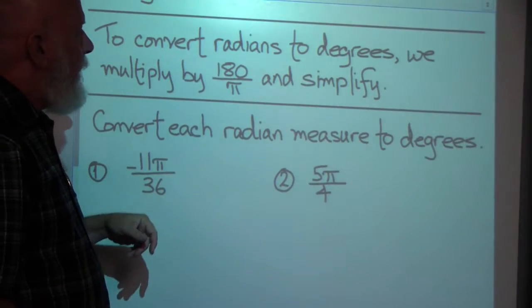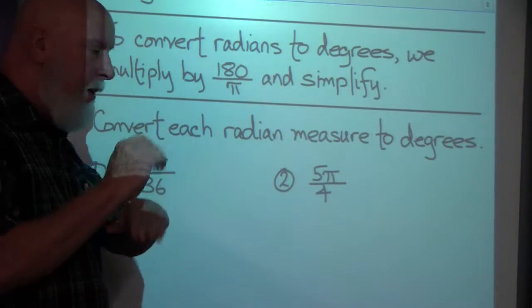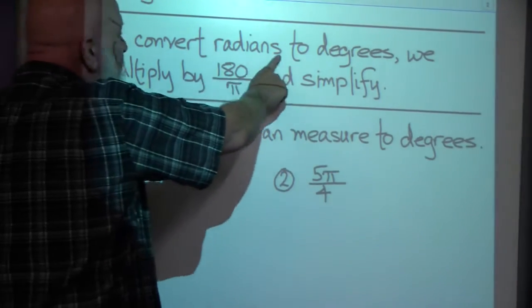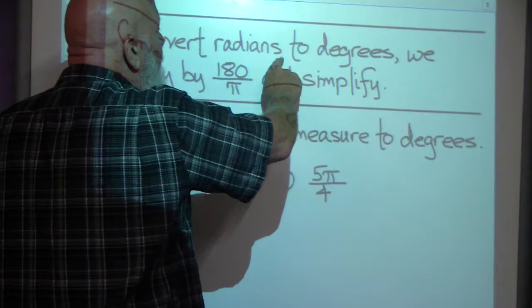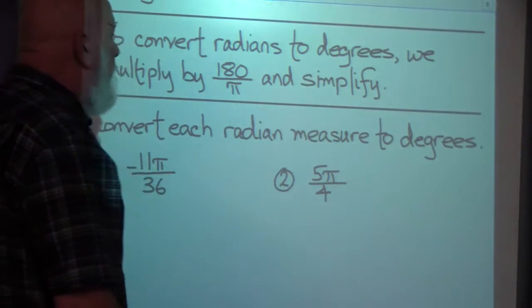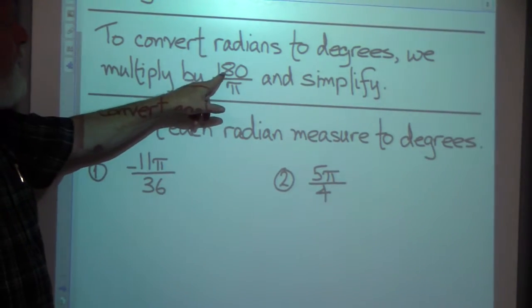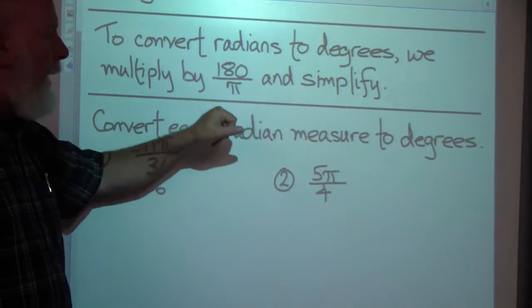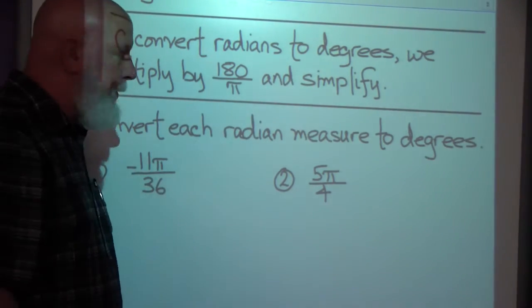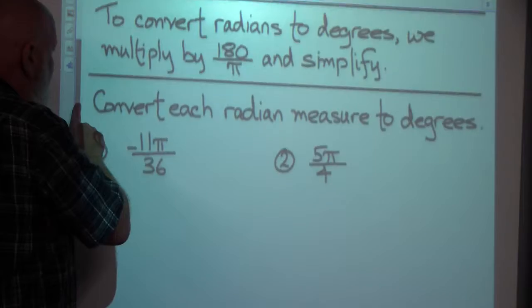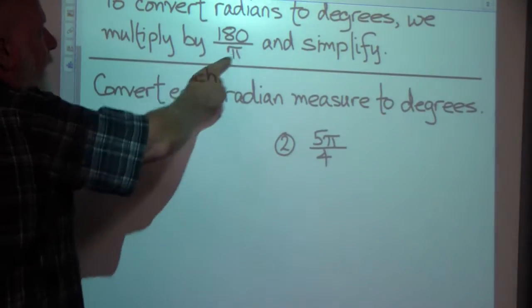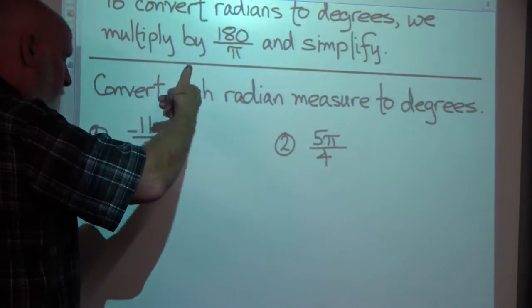To convert radians, that's the measure of an angle in radians, that's what we're measuring it in. We're going to be given an angle in radians and we want to convert it to degrees. To do that, we just multiply by 180 over pi and simplify. Very similar to converting degrees to radians. This is just the inverse. It's reciprocal.